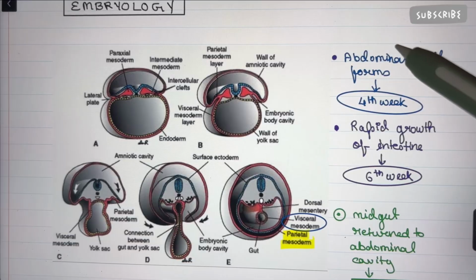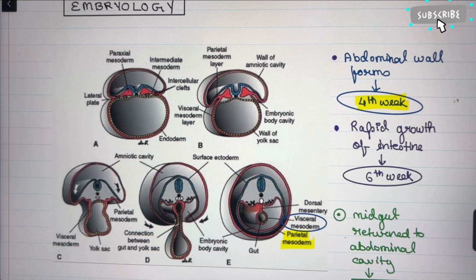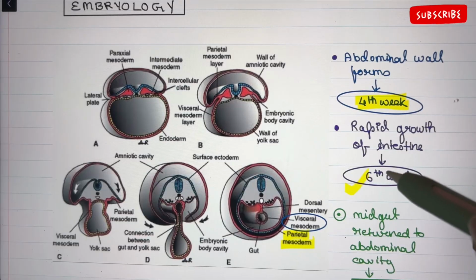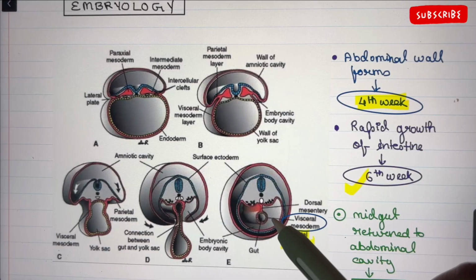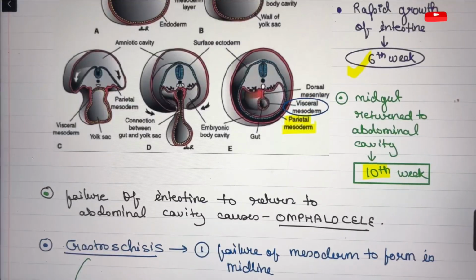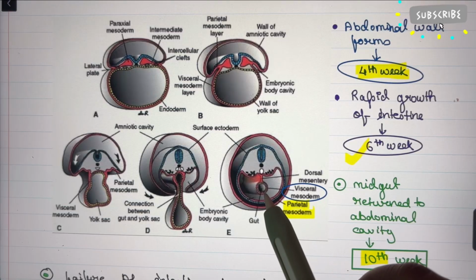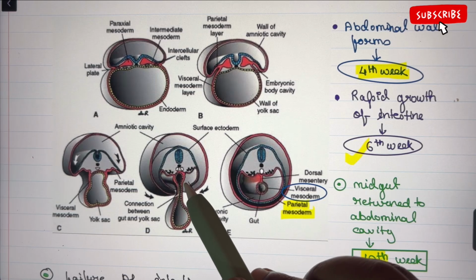Now, the abdominal wall forms from the 4th week of gestation, like 1 month of gestation, and rapid growth of the intestine occurs in the 6th week. Because of the rapid growth of the intestine, there is physiological herniation of the bowel. Here we can see this is the physiological herniation, but this physiological herniation goes back into the abdominal cavity by the 10th week. The midgut returns to the abdominal cavity by the 10th week. So this is the visceral mesogastrium and this is the parietal mesogastrium, and this goes inside by the 10th week.